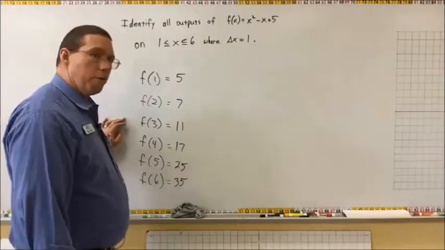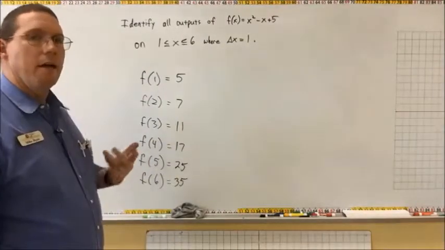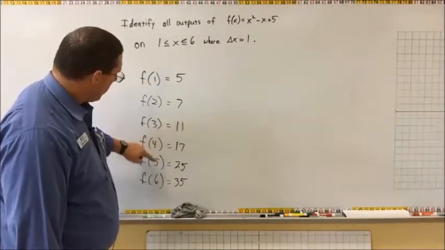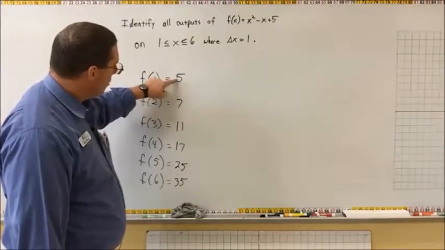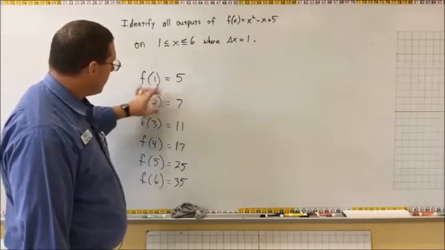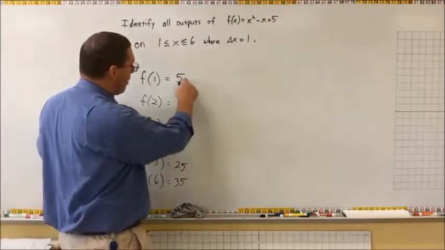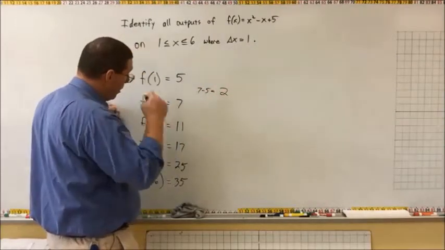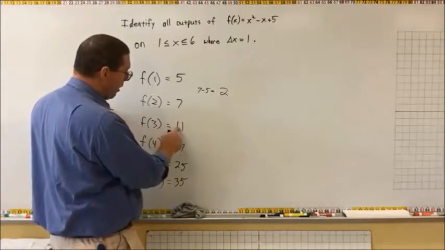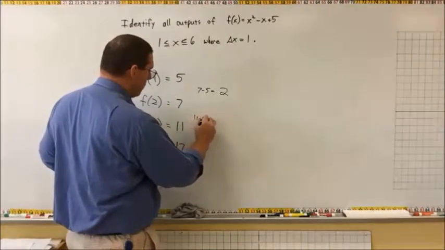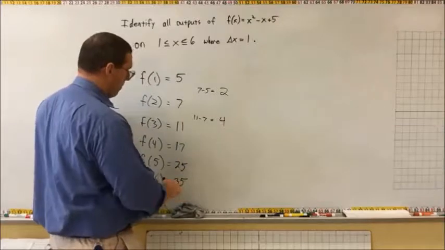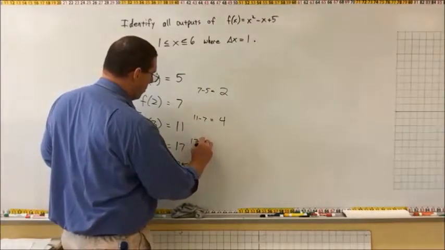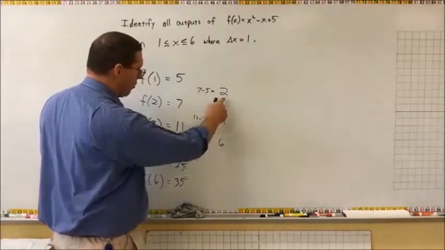Now, I don't want to freak you out too early, but I want to show you something interesting. Do you notice, as we count up by ones, what's happening to these answers? This is 5, this is 7. What's the difference? What's 7 minus 5? 7 minus 5 is 2. Here, the answer on 3 is 11. And what's 11 minus 7? 11 minus 7 is 4. For f of 4, 17 minus 11, that's 6. Look at this, 2, 4, 6.